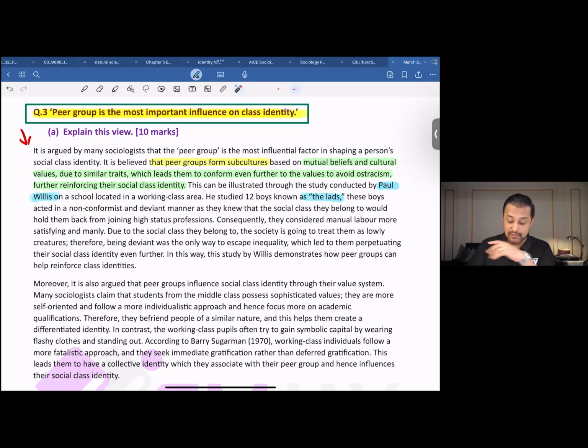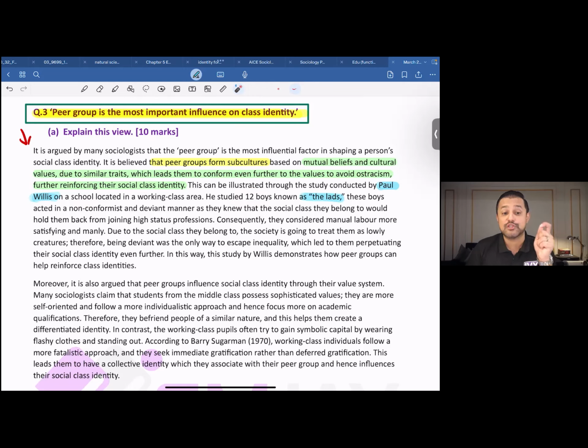He studied 12 boys known as the lads. These boys acted in a non-conformist and deviant manner, as they knew that the social class they belonged to would hold them back from joining high status professions. Consequently, they considered manual labor more satisfying and manly. Due to the social class they belong to, society is going to treat them as lowly creatures.